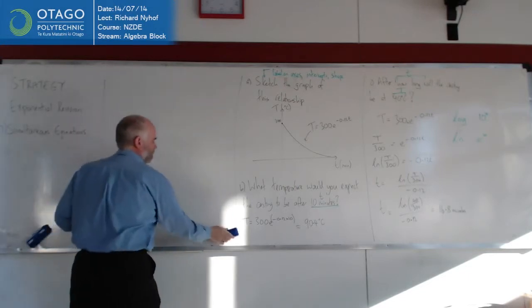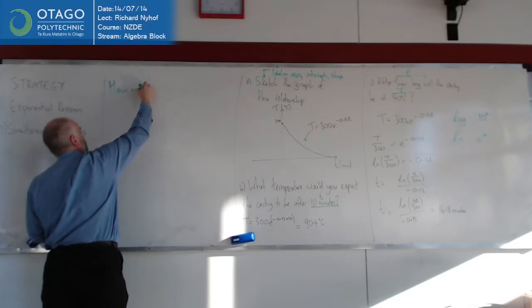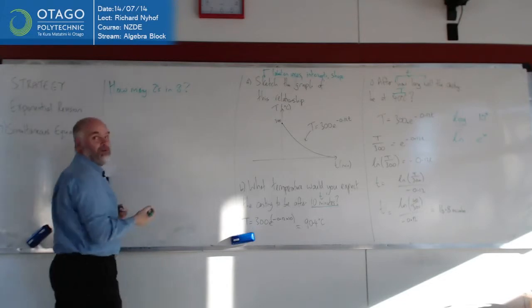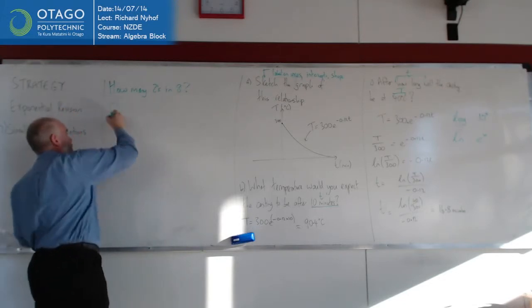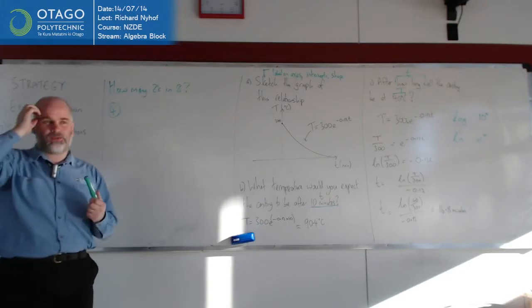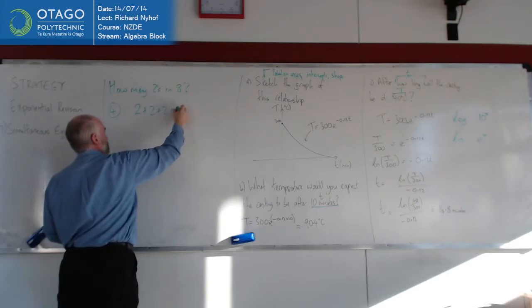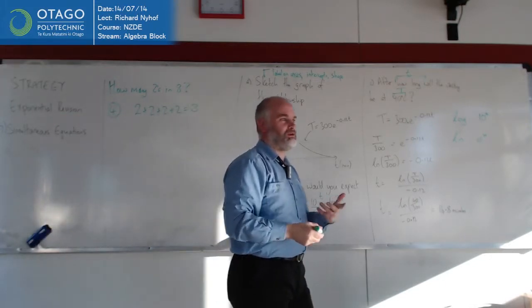Okay, so the question simply is, how many 2s in 8? Okay, and you've told me the answer is 4. Yep, so what you're thinking is this: 2 plus 2 plus 2 plus 2 equals 8. That's how you get 4 2s to make up 8, isn't it?